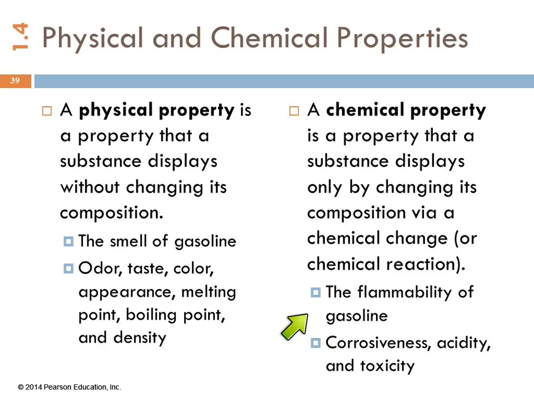Gasoline burns if you set a match to it, right? That property is a chemical property, because to demonstrate that property, you have to destroy the gasoline. If you're going to measure the volume of the gasoline, you can do that without destroying it. Volume is a physical property. Other examples are corrosiveness, acidity, toxicity.